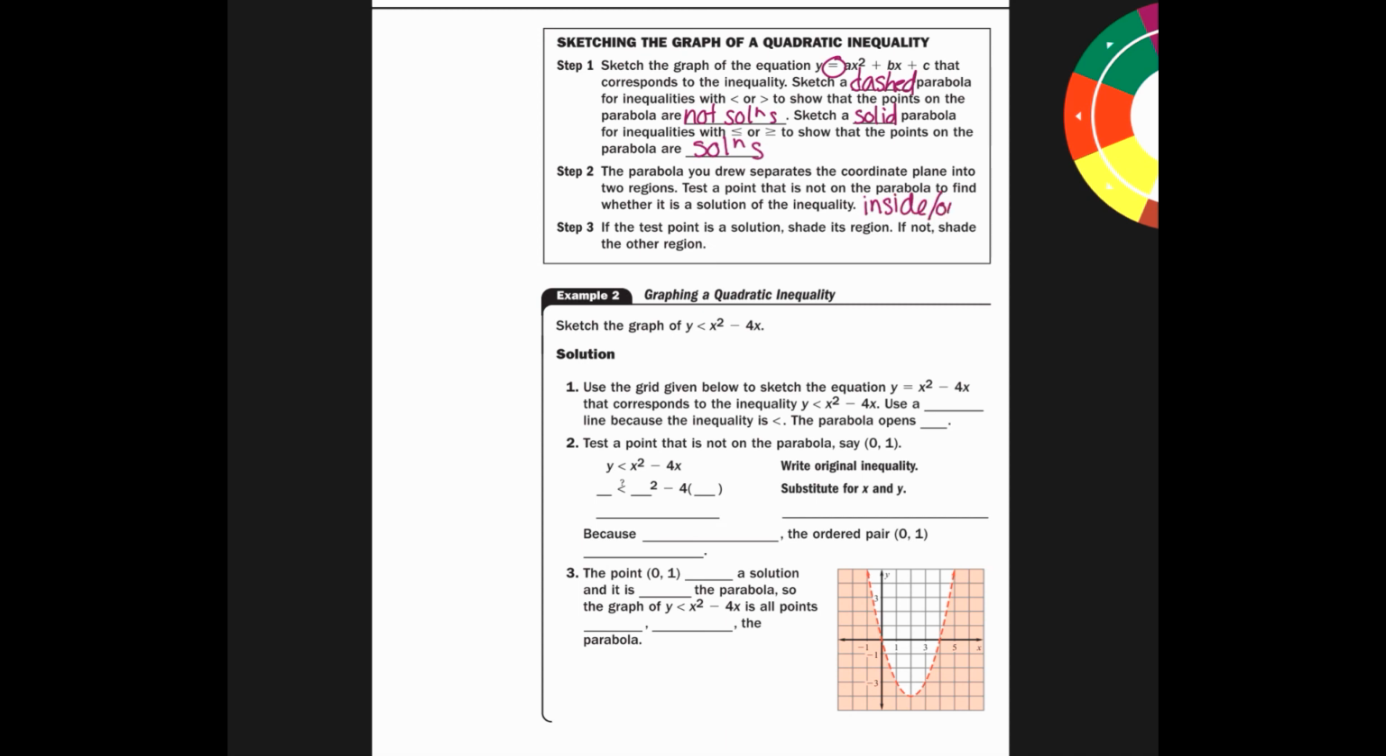And then to find out which part you should shade, you're actually going to test one point. So one point that's not on the line. So usually 0, 0. If it's not on a line, 0, 0 is the best to test. So if you test a point and it is a solution, then you shade its region. So if it comes out to be a true statement, you shade it. If not, you shade the other region. So it's very, very similar to what we did before.